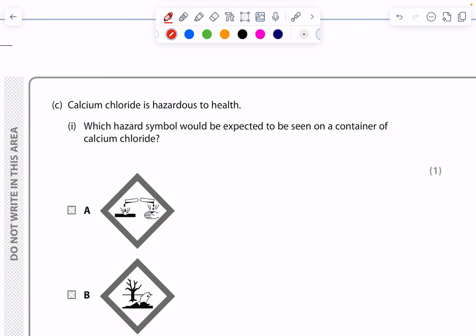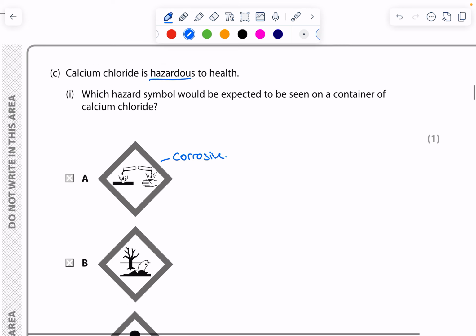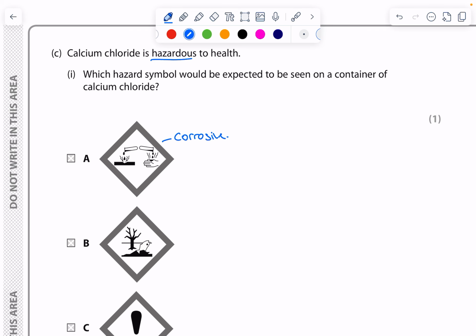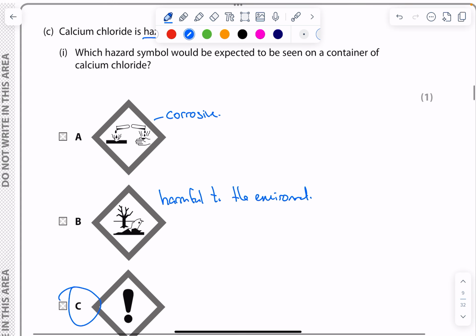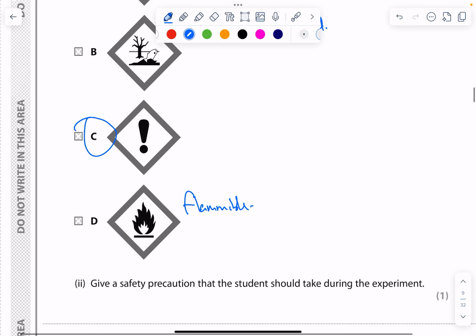Okay, next is which hazard symbol if something is hazardous. Well, this one here is corrosive, so it's not that one. This one here means harmful to the environment, so it's not that one. This one here is something that's going to be flammable, so the right option is C. This is that you would get if something was hazardous.